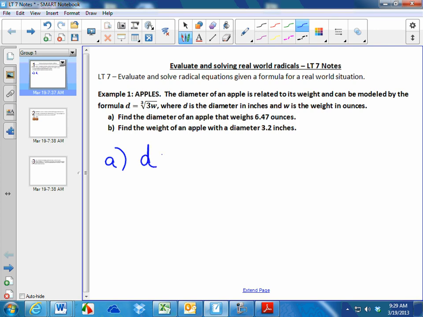D equals the cube root of 3 times 6.47. So, like I said, get your calculators out and ready to go. It's all about punching this in. So, give it a try and see what you get. We should get 2.68 and so on. Rounding it to 2 decimals or 1 decimal is pretty appropriate. We're going to go with 1 on this one. So round it to 2.7.